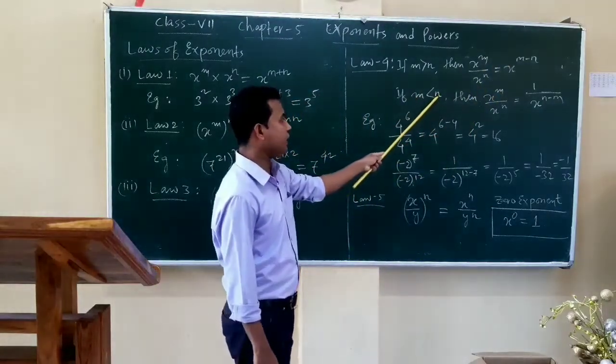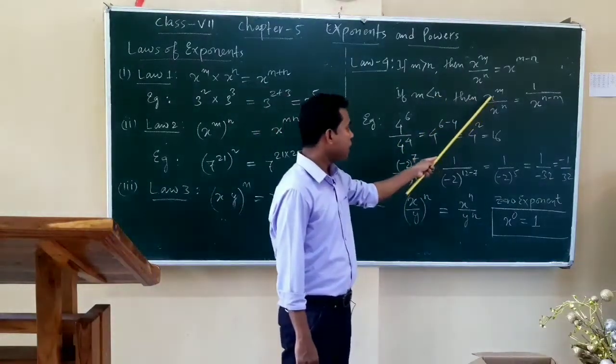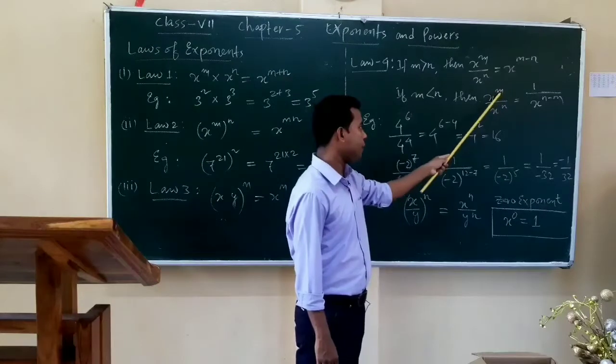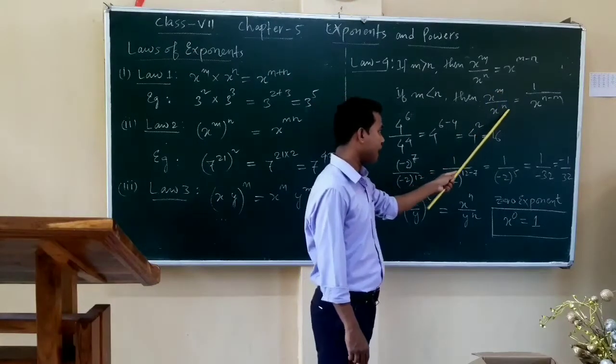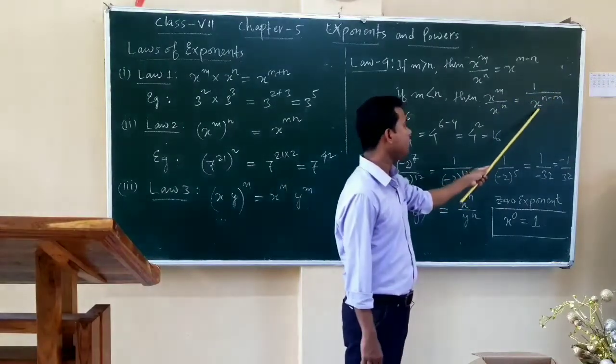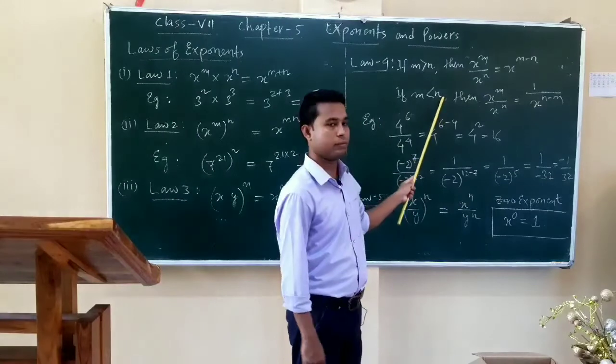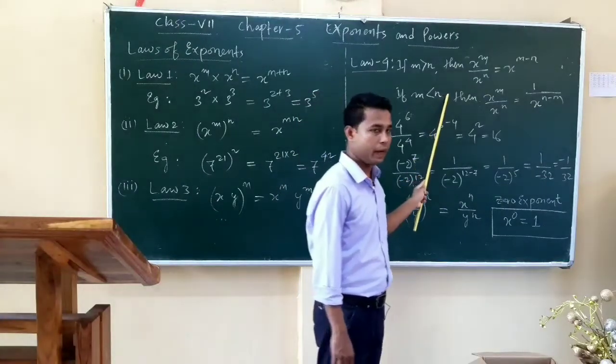Now, if n is greater, then x raised to the power m divided by x raised to the power n is equal to 1 by x raised to the power n minus m. If n is greater, please keep in your mind.